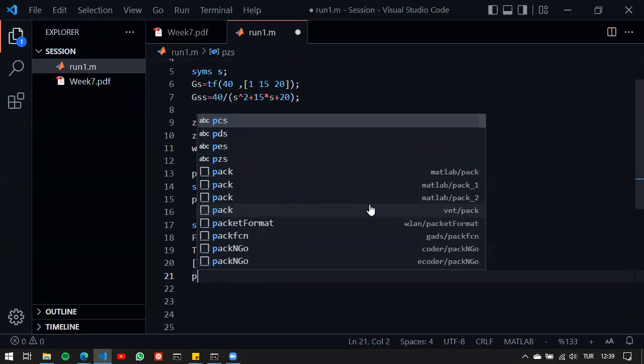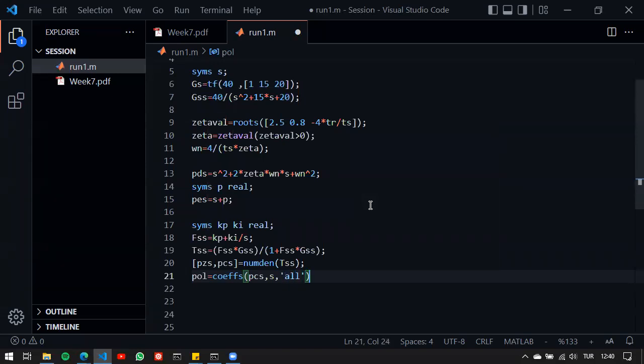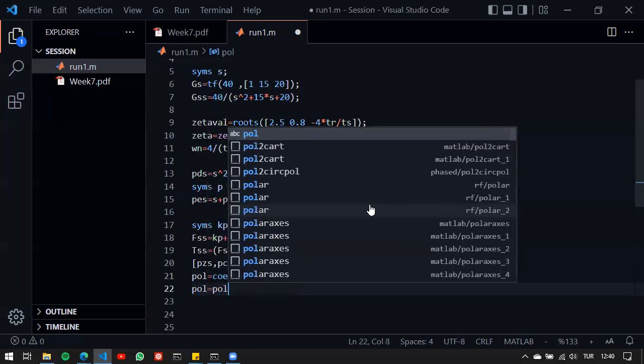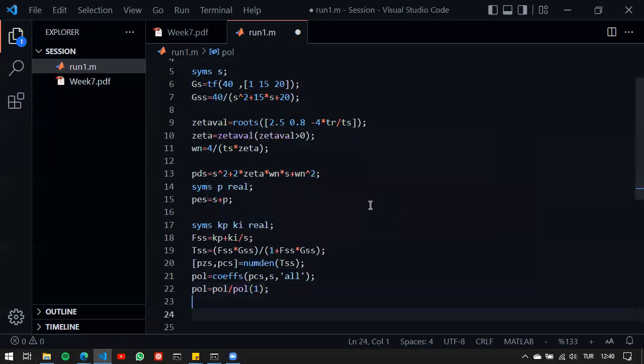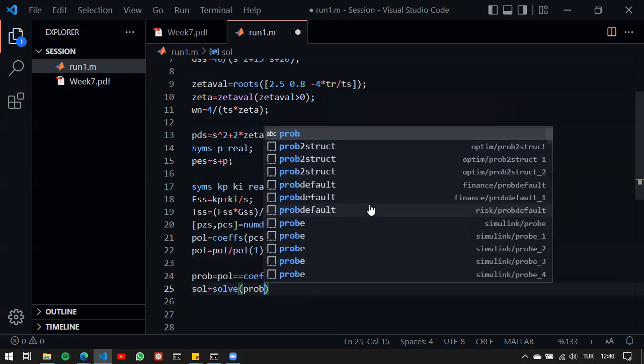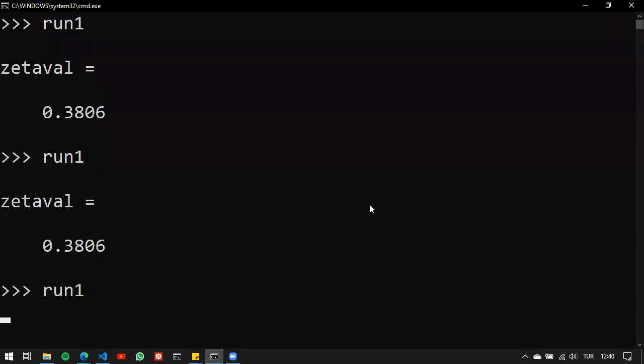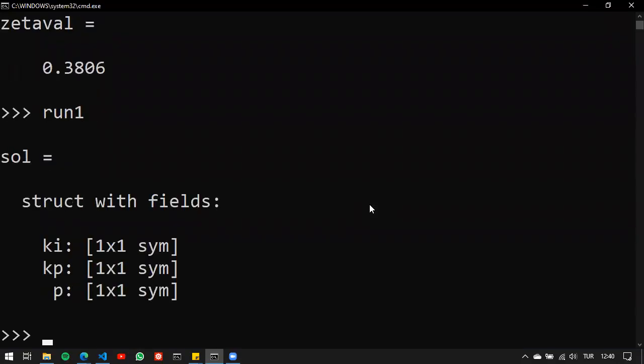Now here we should again take the coefficients of PCS and normalize them. We get all the coefficients, and then all equals all divided by the first element, which is the highest order S term. And then the problem is to take the coefficients, or let's say pole equals coefs of PDS times PS, all equals solve the problem and see what the solution looks like. Hope that we didn't forget anything. So let's see. There we go.